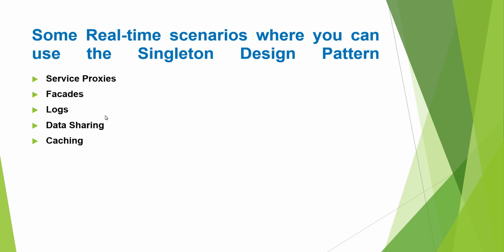Third one is logging, right? Logs, error log or any information log. In an application, performing the IO operation on a file is an expensive operation. If you create your logger as a singleton, then it will improve the performance of your IO operation. The next is data sharing. If you have any constant values or configuration values, then you can keep these values in a singleton so that they can be read by other components of the application.